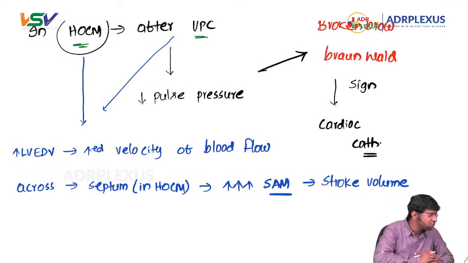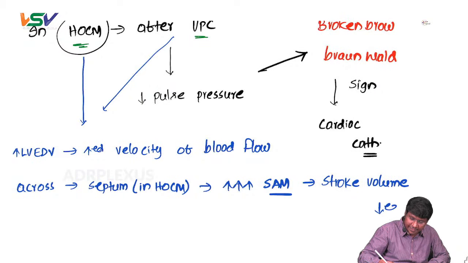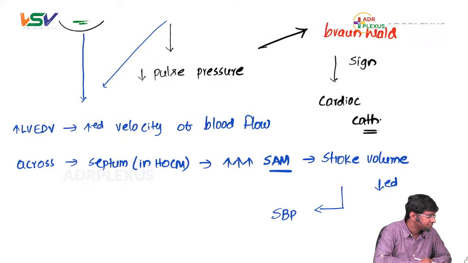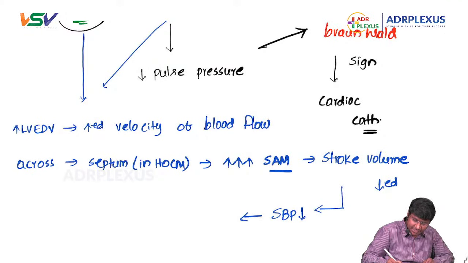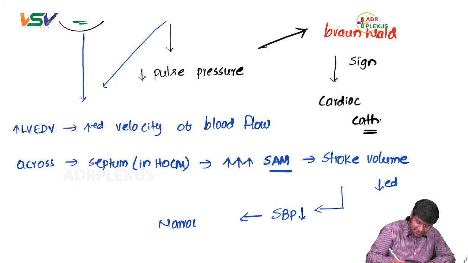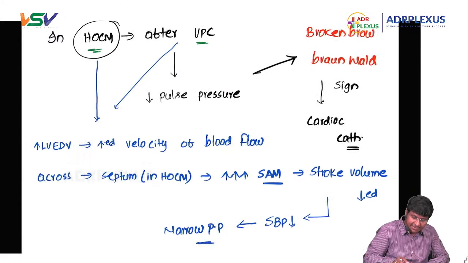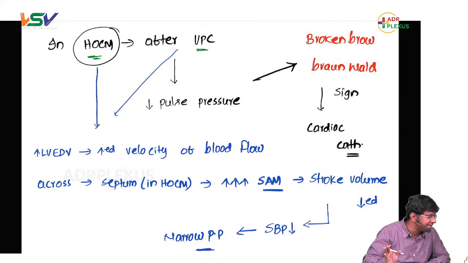What will happen to the stroke volume when the SAM comes into picture in patients with HOCM? So stroke volume will be decreased. Once stroke volume decreases, what will happen to systolic blood pressure? Systolic blood pressure decreases. As the systolic blood pressure decreases, these patients will have a narrow pulse pressure, and this is what is called the Brockenbrough-Braunwald sign that you will be able to make out on cardiac catheterization.